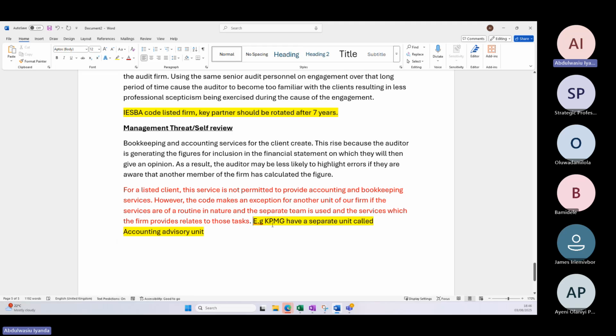KPMG, just as an example, you don't need to write this. KPMG has a separate unit called accounting advisory. So accounting advisory can go and do it for them. Like for example, you can work in accounting advisory, not the audit team. So it is possible that way. Everybody, do you understand what I'm driving at?